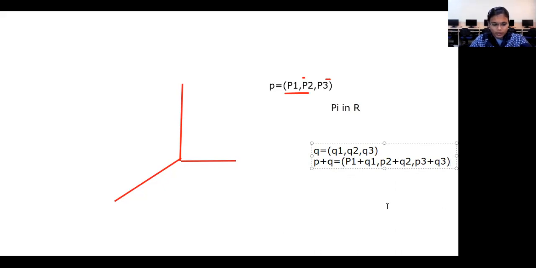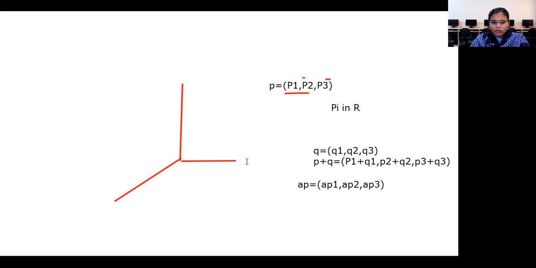Now if I want to write down A times P, that means a scalar multiple, some scalar A multiplied with this point P or vector P, what will this be? It is simply A multiplied to every coordinate, that is X, Y and Z. So this will be AP1, comma, AP2, comma, AP3. Okay, so this is scalar multiplication, and this is vector addition.